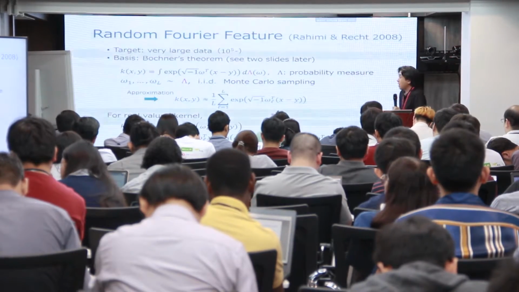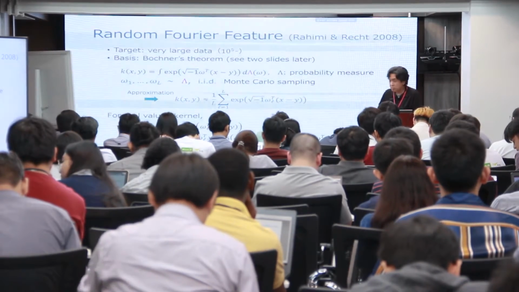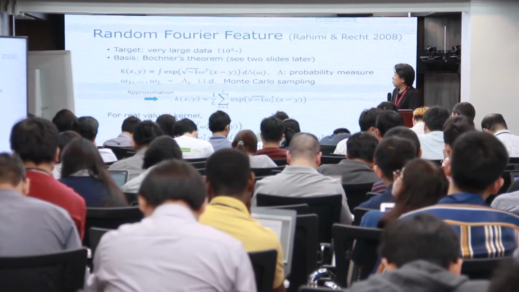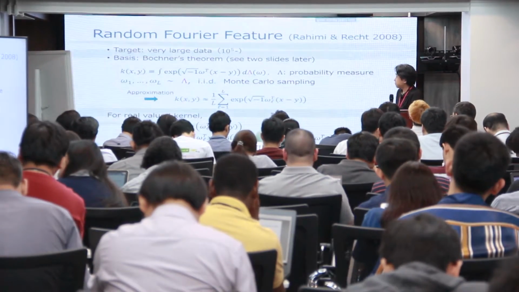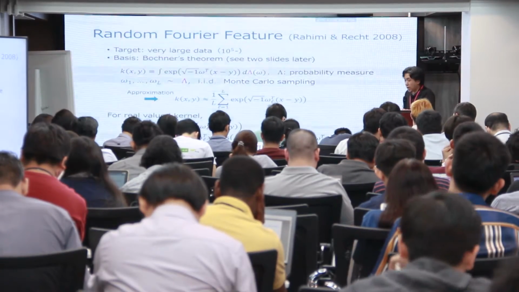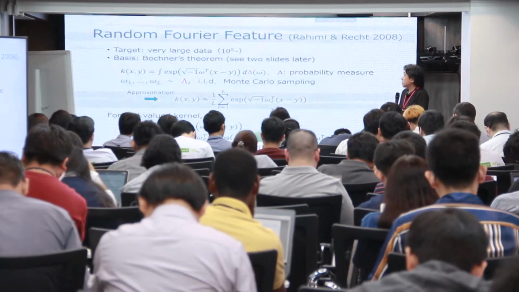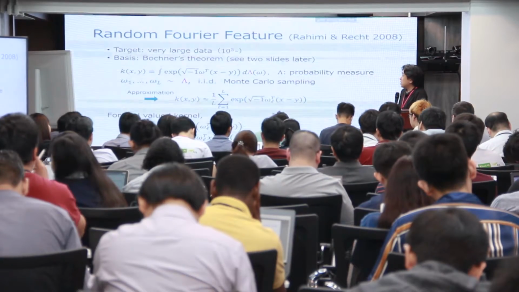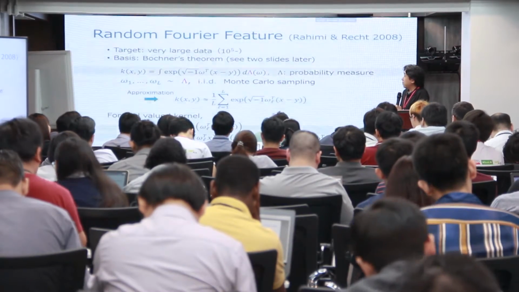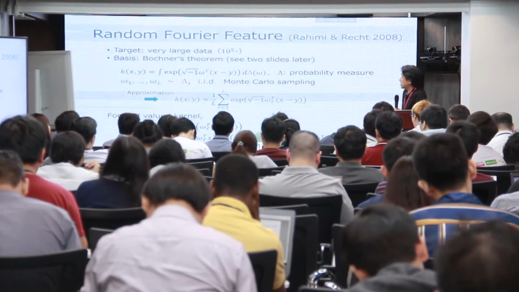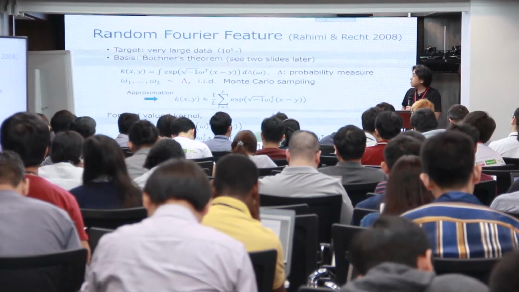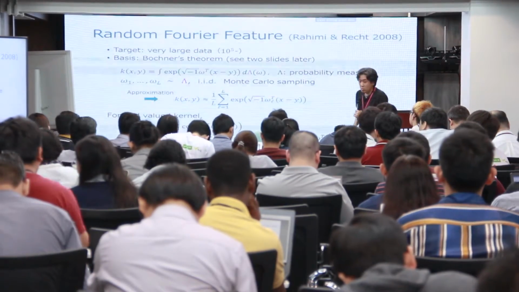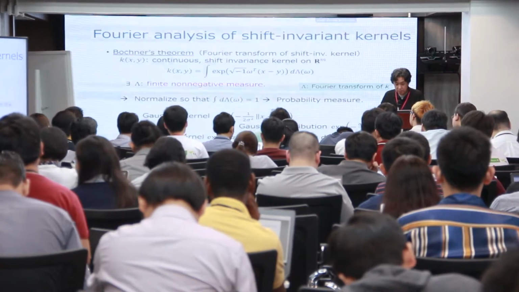Well, another class of approximation is called random Fourier feature. This aims at a very large data set, like more than medium. And this method uses the integral expression of the kernel. So, well, maybe I show the theorem first.